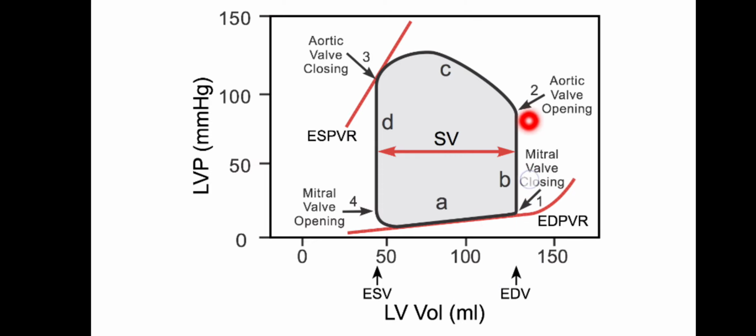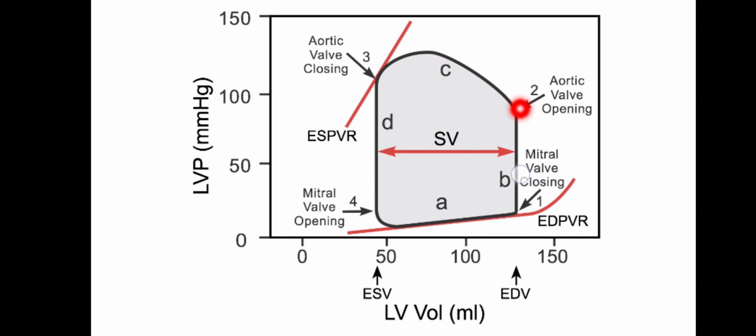The steeper the slope, the less the compliance, while the less steep the slope, the more compliant is the ventricle. At this point, the LV pressure rises above the LA pressure and the mitral valve closes. There starts phase B, that is the isovolumetric contraction. Isovolumetric contraction means there is no change in the volume, but there is an increase in the pressure. So the pressure rises. At this point, the LV systolic pressure is more than the aortic pressure. That will cause the aortic valve opening.